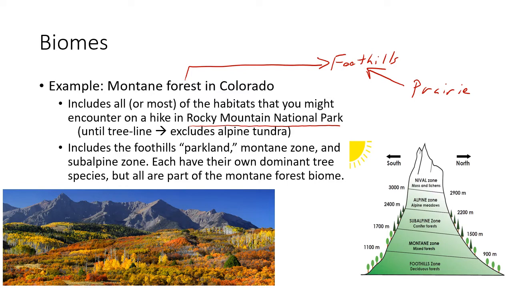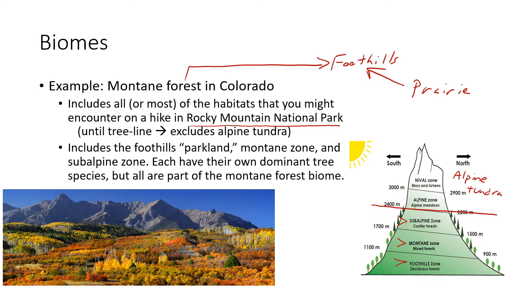As you get up in elevation a little bit more, the ponderosa pine is going to disappear, and you're going to start to get mixed forests of aspen, pine, fir, and spruce. Okay, so the species composition of the plants is going to change. That's the montane zone. Once you get up into the subalpine zone, you're going to get into spruce and fir forest. Okay, and then that's pretty much where it tops out. Once we get to tree line, we're done with the montane forest, and above that is the alpine tundra, a different biome.